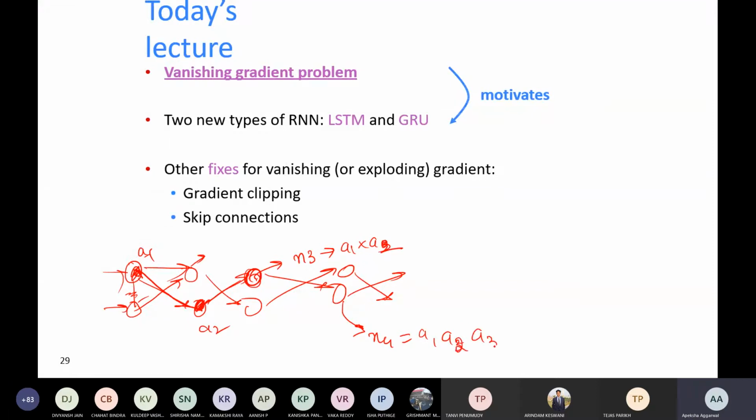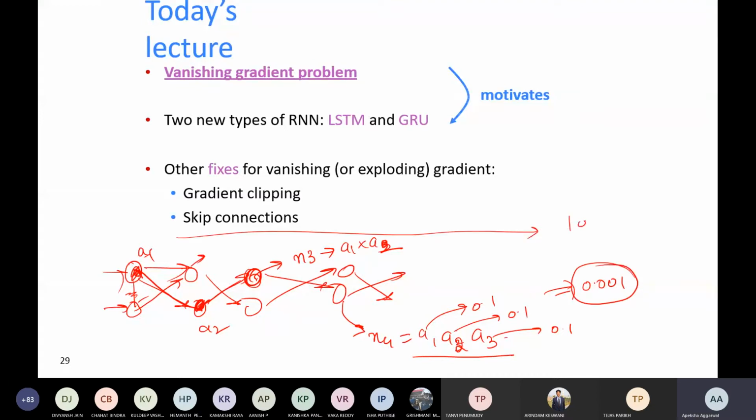A1, A2, A3. So if you are multiplying so much, suppose this is 0.1, this was 0.1 and this was 0.1. If you multiply these three, you will get 0.001, right? This is a very small value, and if it is a very deep network, it will be 10 to the power minus 10, which is a very, very small value. So activation is actually reduced to 10 to the power minus 10. This is in the forward propagation.